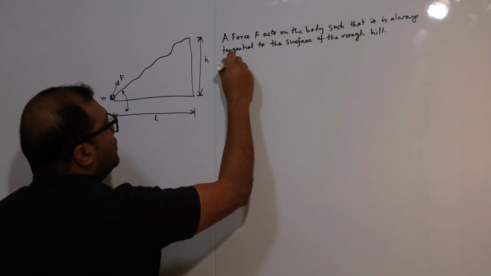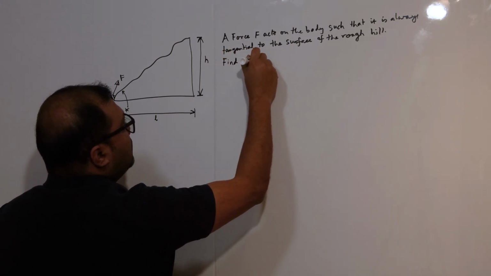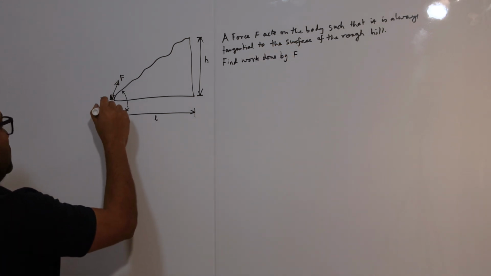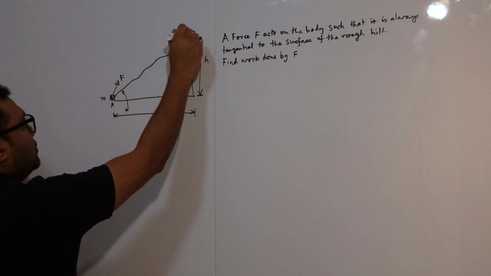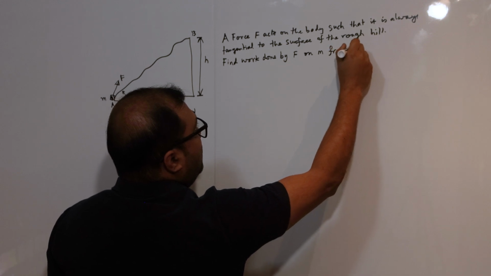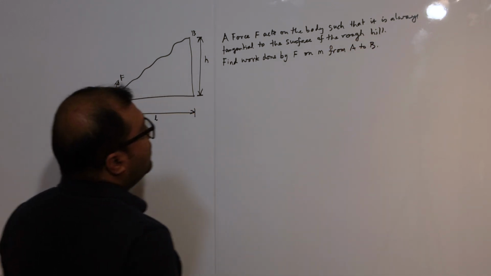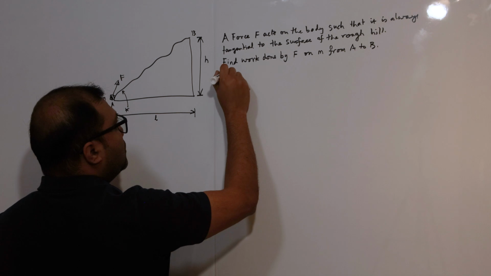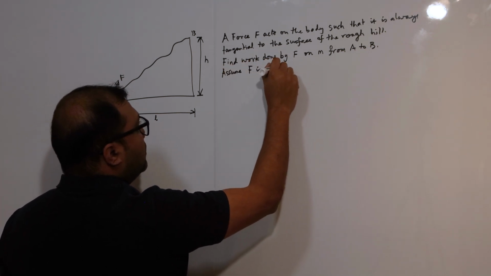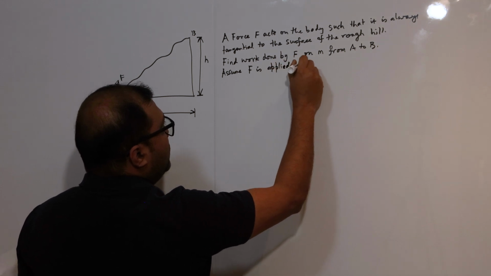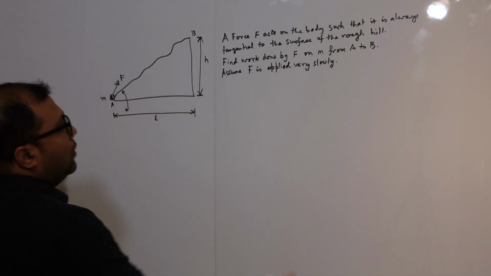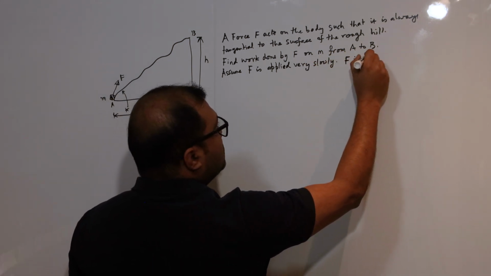Find work done by F from A to B on M from A to B. Assume F is applied very slowly. Also, F is variable.